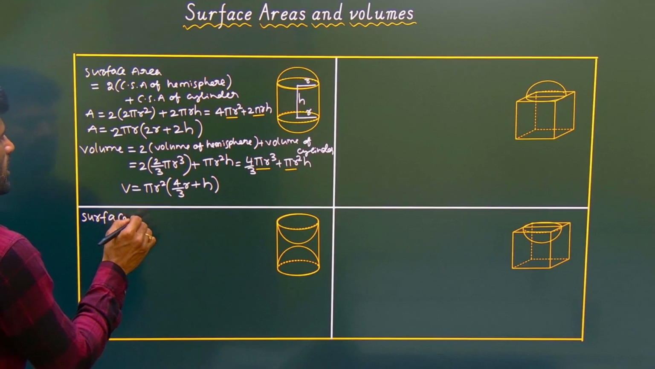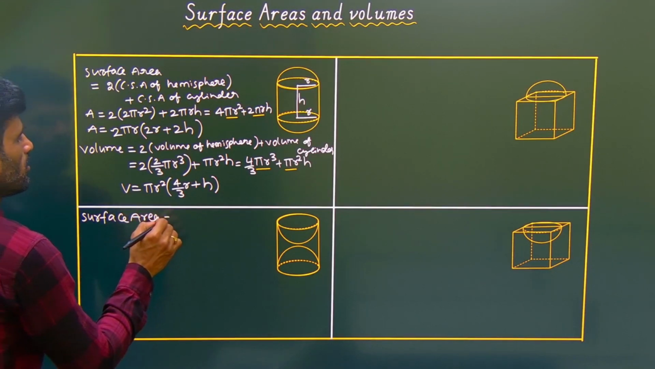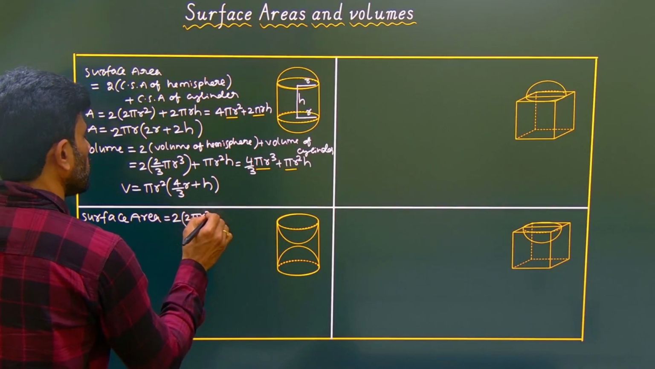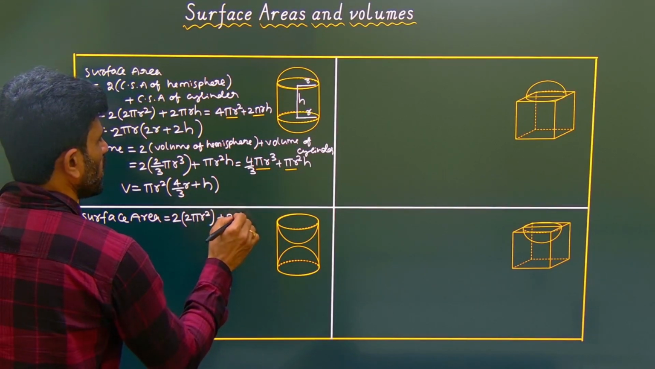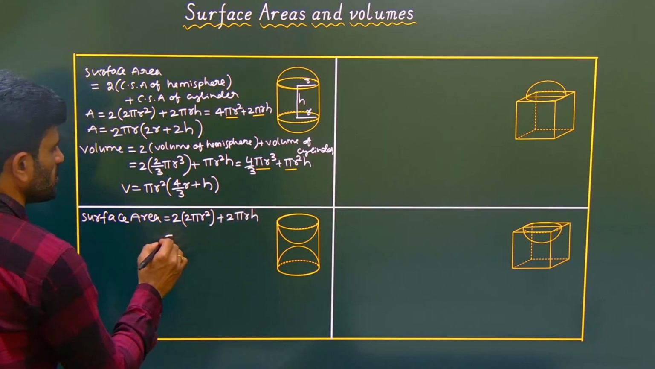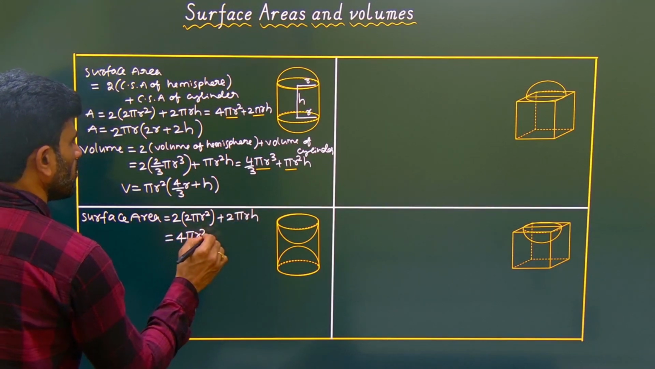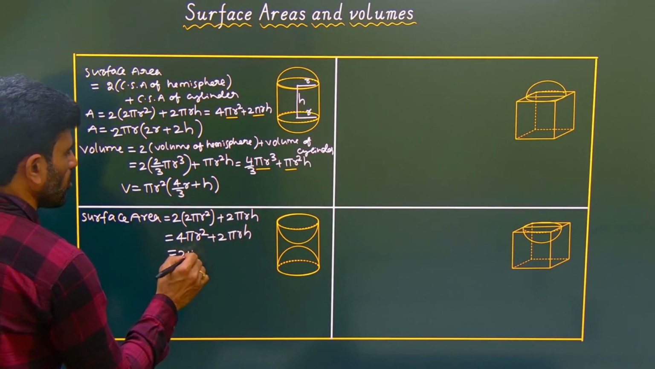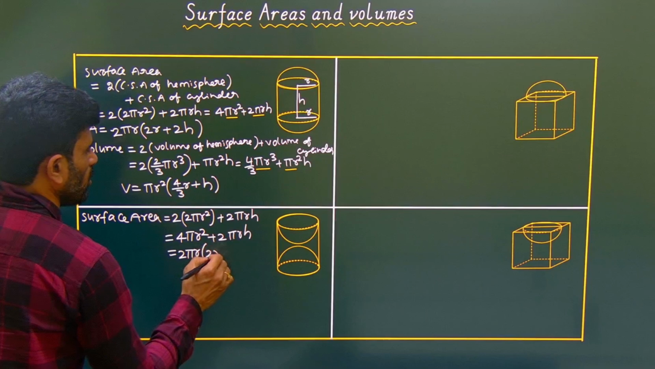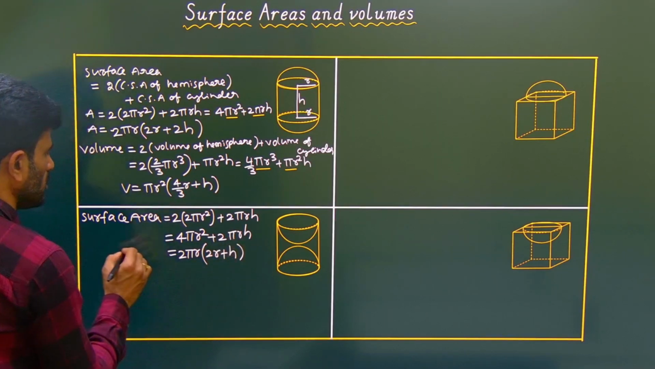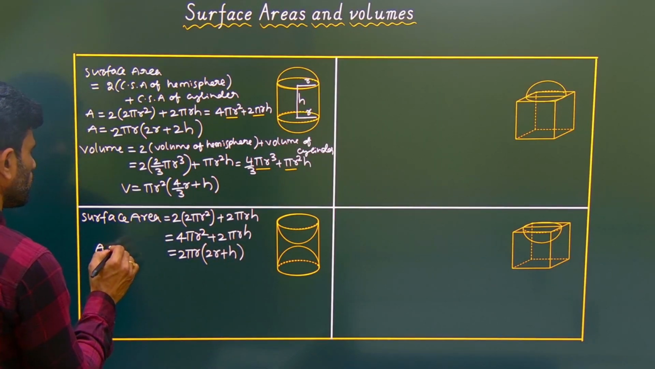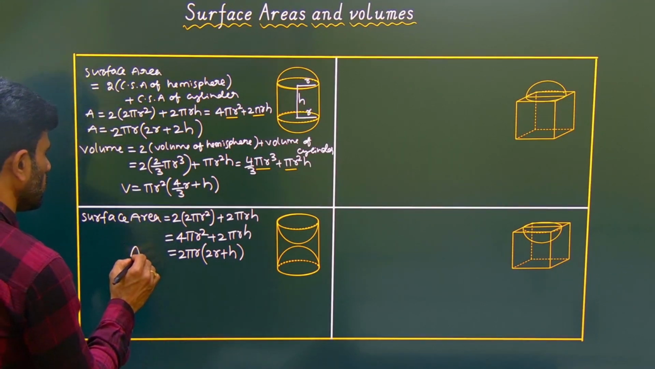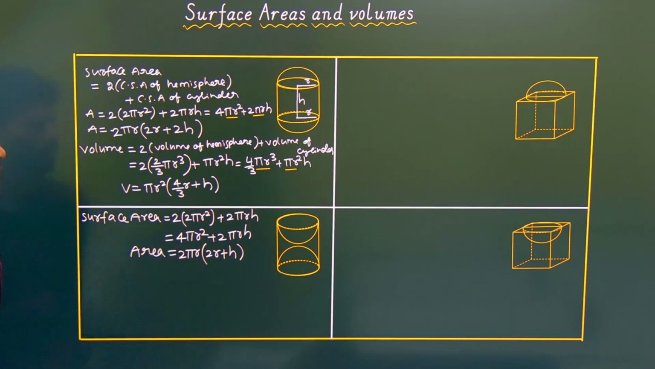I am writing directly: 2 times CSA of hemisphere, 2 times 2 pi r square, plus 2 pi r h, same thing. Then it is 4 pi r square plus 2 pi r h. Then we can take 2 pi r common, then we will have 2r plus h. This is the surface area of the combination of solid.